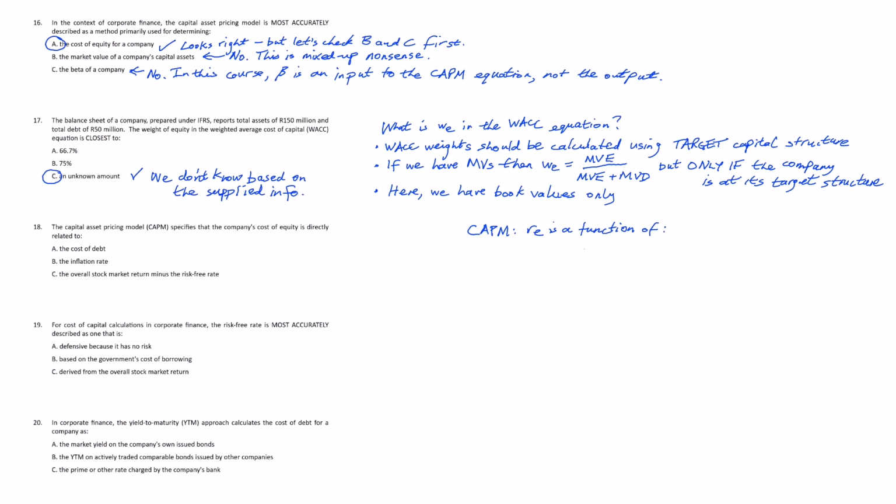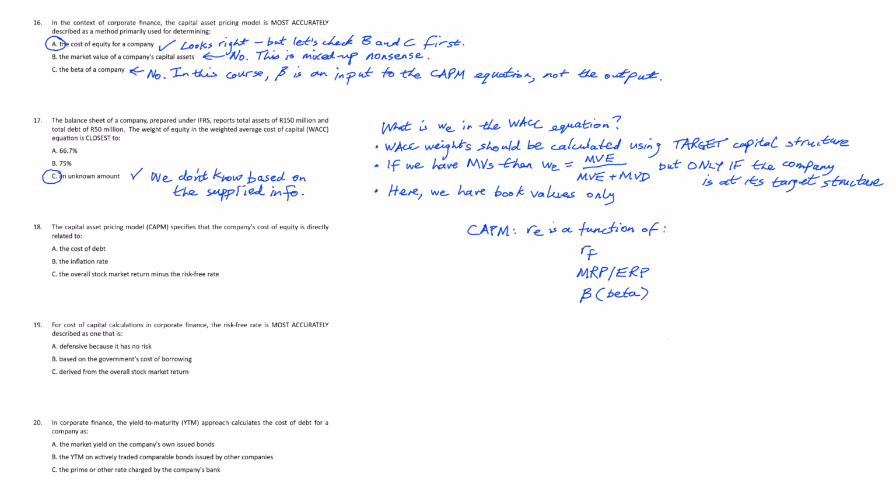Now, we know from the reading that there are three variables that are input into the CAPM equation in order to calculate the cost of equity, and they are the risk-free rate, the market risk premium, also sometimes known as the equity risk premium, and the beta of the company's shares.